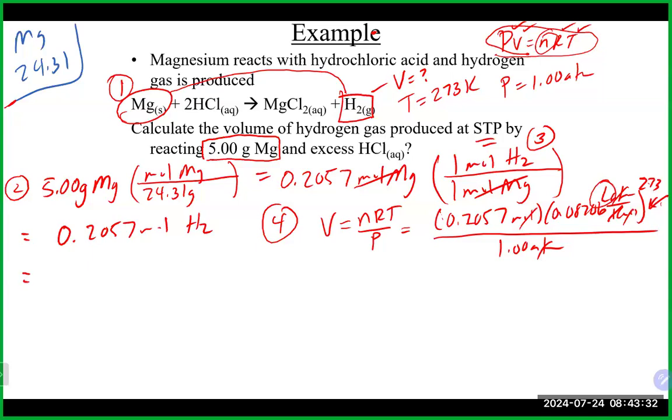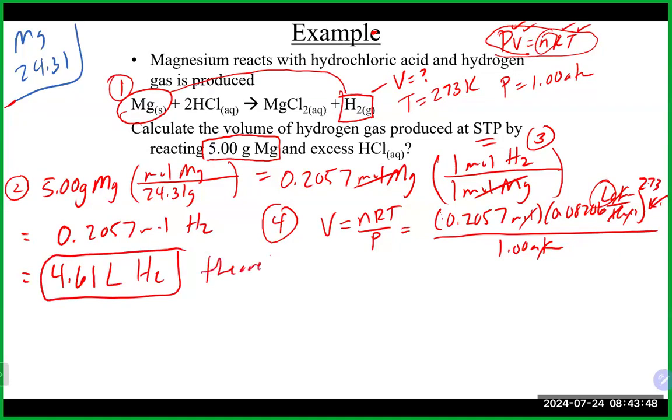And that's going to get us here, 0.2057 times 0.08206 times 273. Call it 4.61 liters of H2 would be produced in this case. Once again, that would be our theoretical yield as well. Any questions on that there?